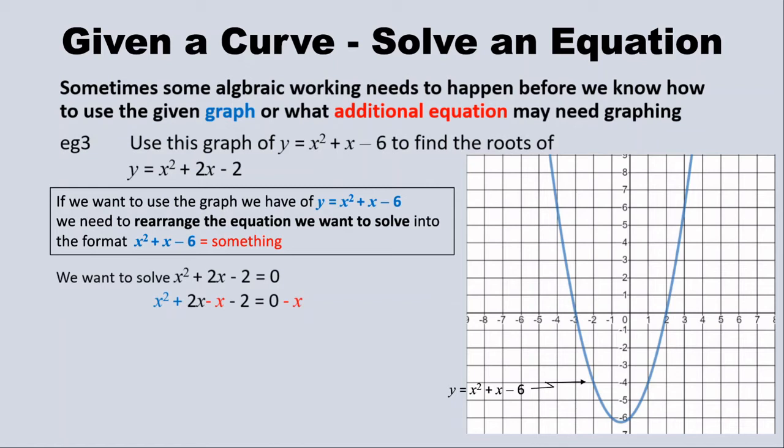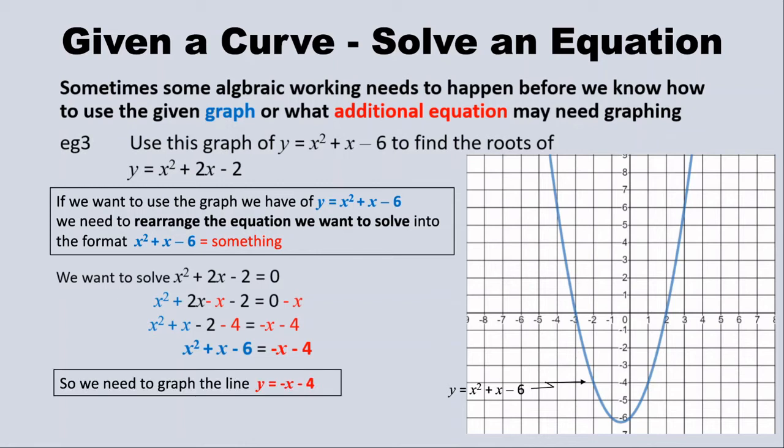I want x squared plus x minus 6. I have x squared plus x minus 2. So I'm going to need to subtract another 4 from there. So subtracting 4 from both sides of the equation, I'm going to end up with x squared plus x minus 6 on one side of my equation and minus x minus 4 on the other side of the equation. So this time, I want to see where that curve is equal to this line, y equals negative x minus 4. So let's graph the line y equals negative x minus 4.